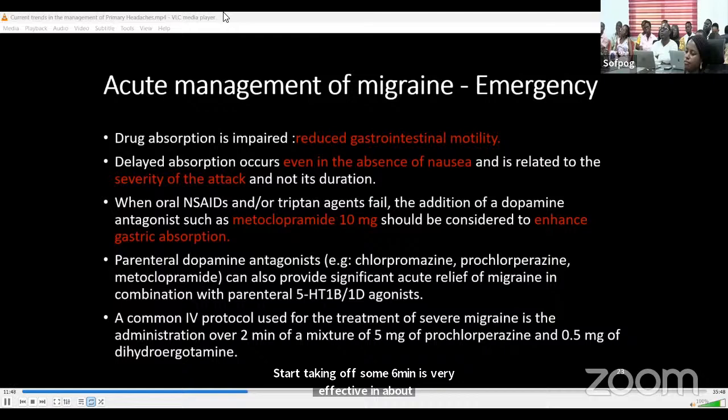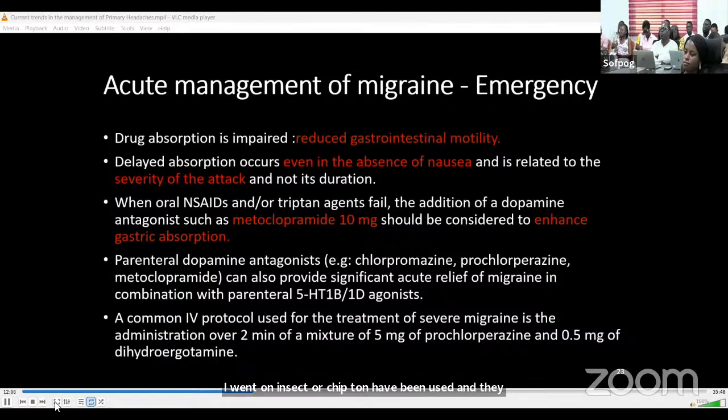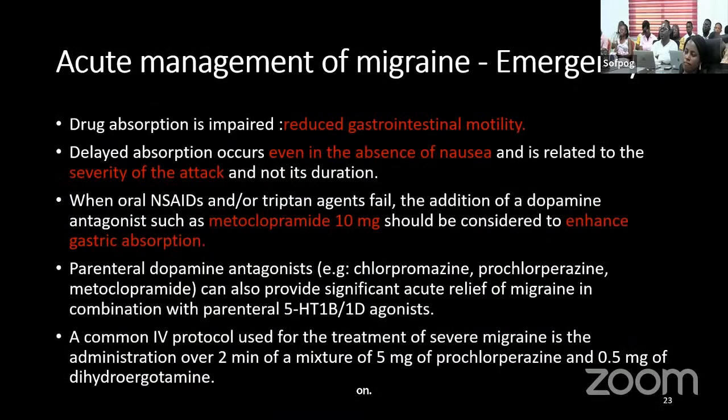It's important to know that drug absorption during a migraine attack is greatly reduced, and this can happen even in the absence of nausea, and it's usually related to the severity of the attack but not the duration of the attack. Now, when an NSAID or triptan has been used and has failed, then it's important to add on a dopamine antagonist such as metoclopramide, 10 milligrams, and this will enhance gastric absorption and allow the medications to be as effective as possible. Other parenteral dopamine antagonists like chlorpromazine, prochlorperazine can also be given.